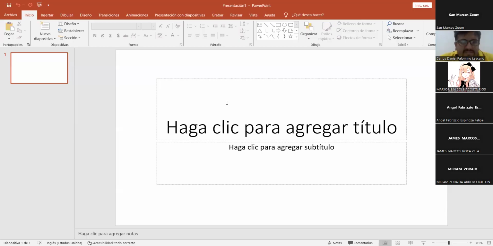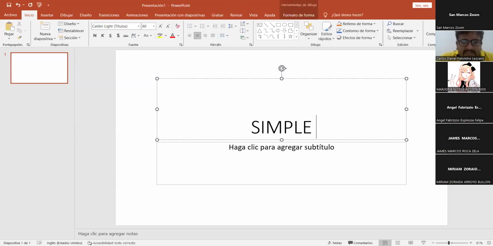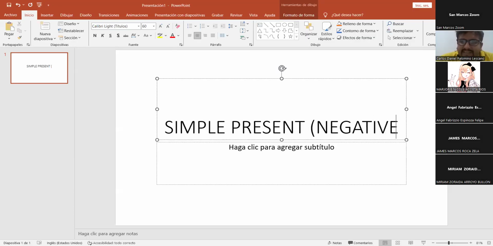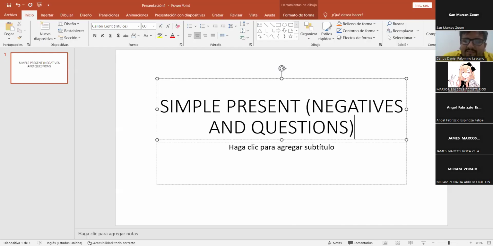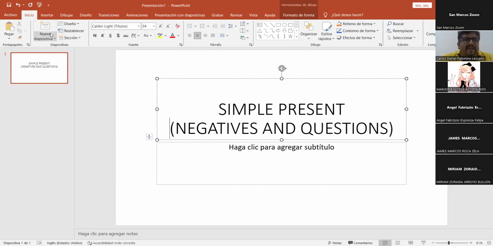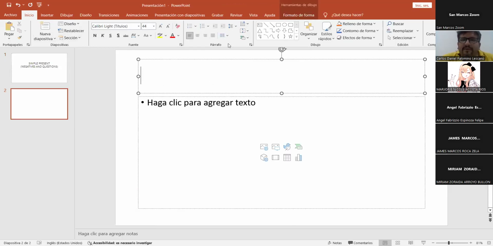A ver. Today we have to talk about the simple present tense. But in this case, we're going to talk about the negatives and question form. Questions, right? Vamos a hablar de la negación y la pregunta el día de hoy, ¿no? Negative and questions, right? Eso es lo que vamos a hacer. So, if you remember the simple present tense, si tú recuerdas, gracias, Kessia, ¿ya?